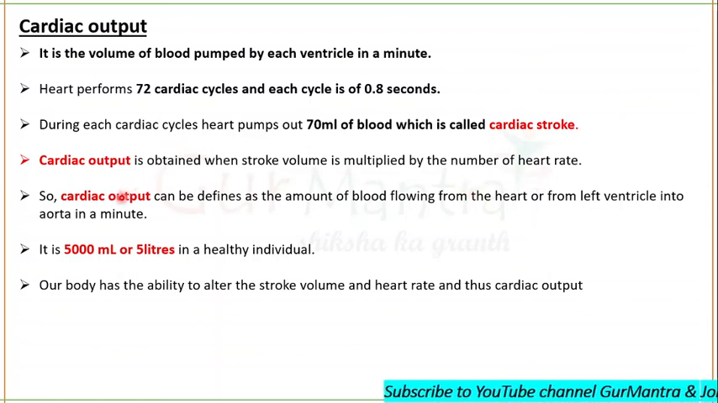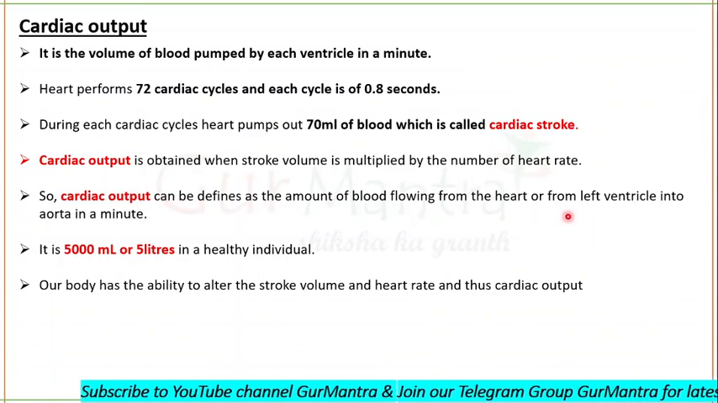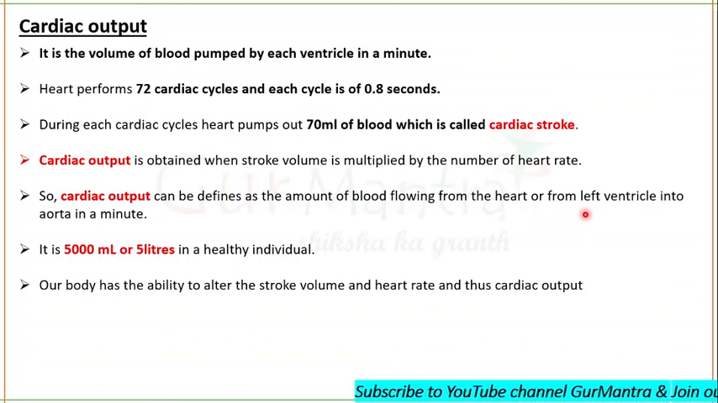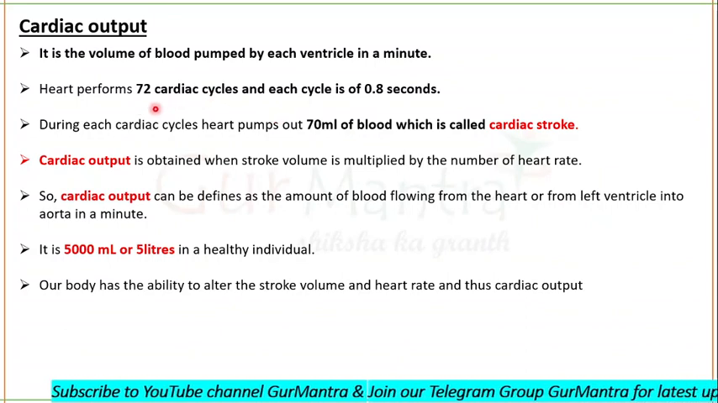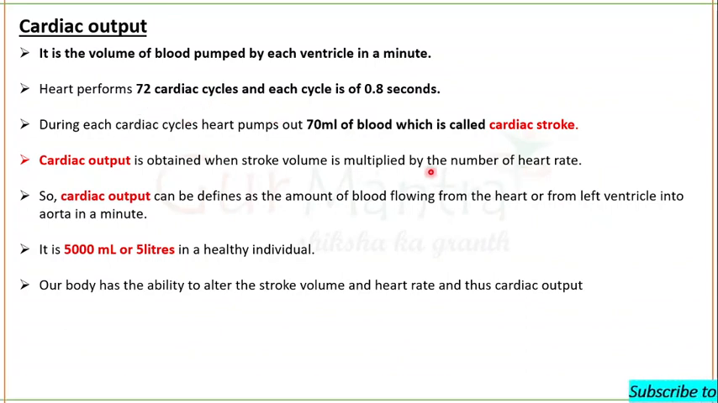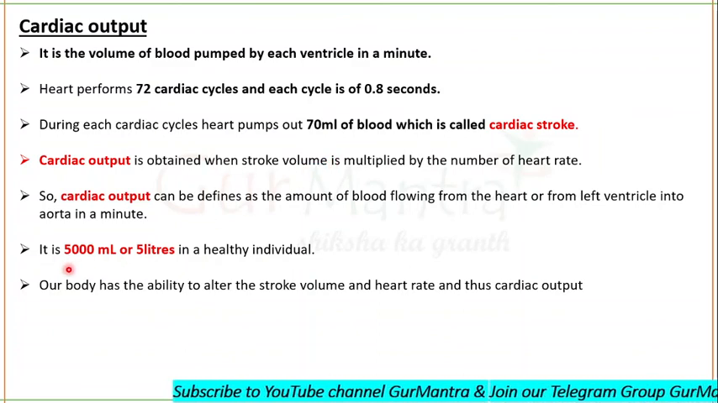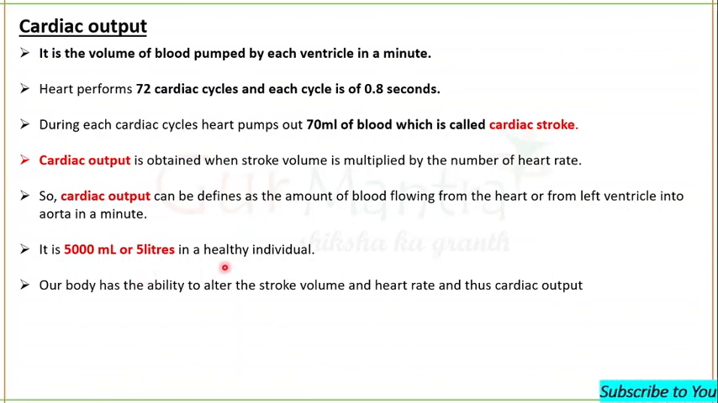So we can define cardiac output as the amount of blood flowing from the left ventricle into the aorta in a minute. Roughly, 70 ml times 72, where 72 is the heart rate and 70 ml is the stroke volume, you will get about 5040. So we will say 5000 milliliters, or 5 liters, is the cardiac output of a healthy individual.